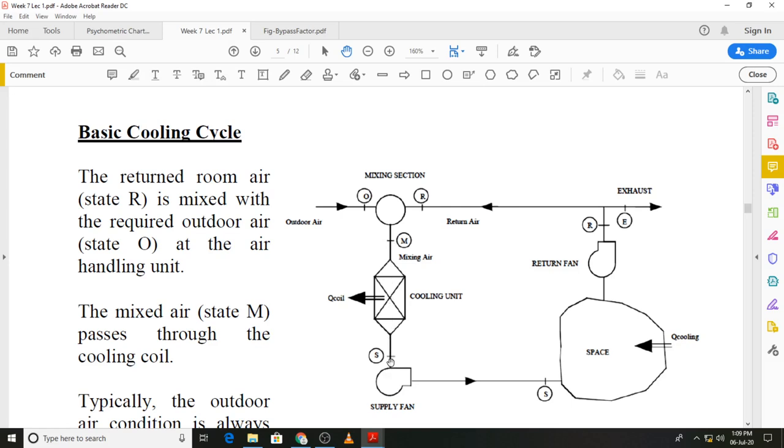state S. And this time, because there is a latent and sensible load on the space again, the supply air conditions would be that the dry bulb temperature will be lower than the temperature, and the humidity ratio will also be lower than the humidity ratio that is required in the space, so that after the heat gain, both latent and sensible, we are still able to maintain the desired state R in the conditioned space.